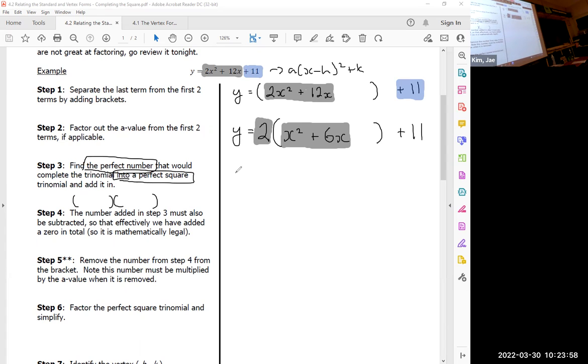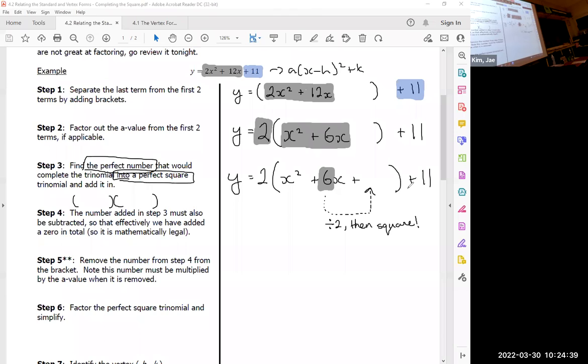In other words, I need a number that will take these two and turn it into a perfect square trinomial. How do I find that number? This is really important. Take the 6. I would like you to divide by 2, then square it. Divide it by 2 and then square.